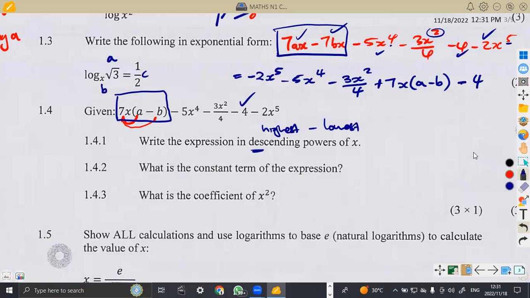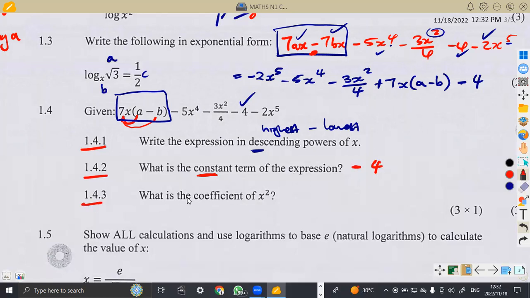So like I was saying, here we can choose to write it on this part or this part. It's still one and the same thing. All right, so that was our 1.4.1. 1.4.2: What is the constant term of the expression? A constant is a term that is just a normal number. There is no x there. The constant, which is the number that we see, is -4. So the constant term was -4.